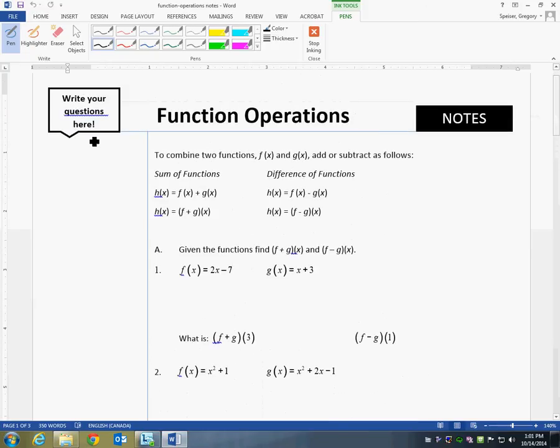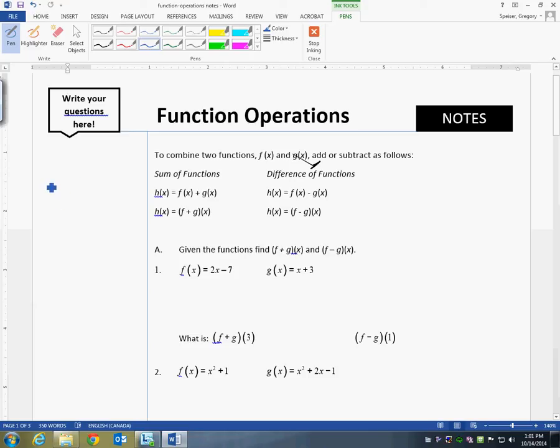You'll notice on the left-hand side it says write your questions here. So this is kind of Cornell notes style. These are questions that you should be writing that ask questions of the answers that are in here. So in the beginning here it says to combine two functions, f of x and g of x, add or subtract as follows. I'll write the question the first time, but I'm expecting you guys to do this.